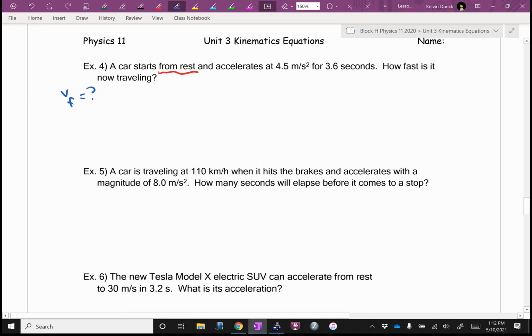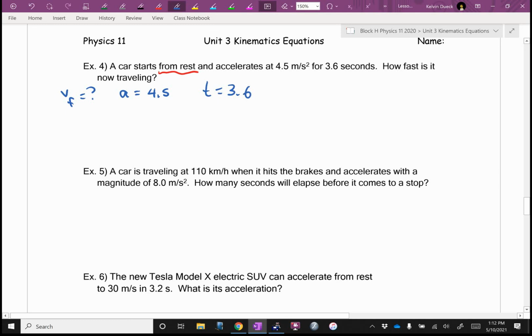Okay. What's that 4.5? Meter per second squared. So what is it? It's the acceleration. Yep. What's that 3.6? Time.